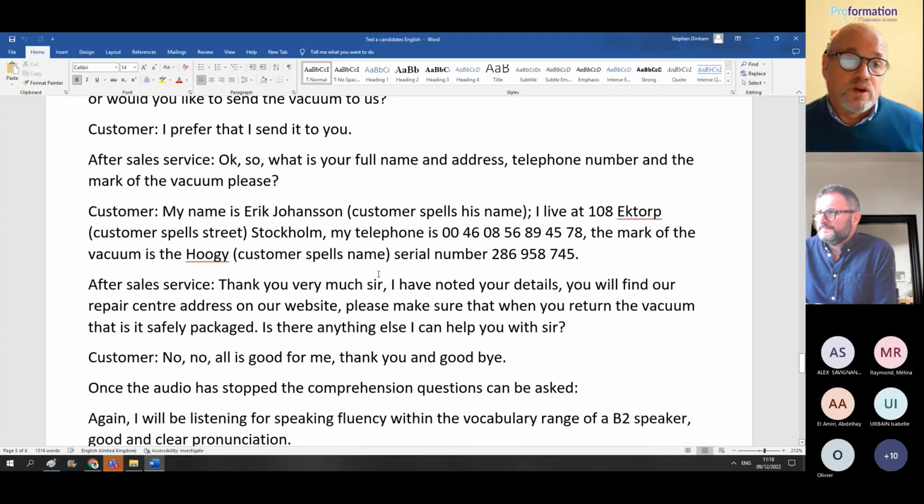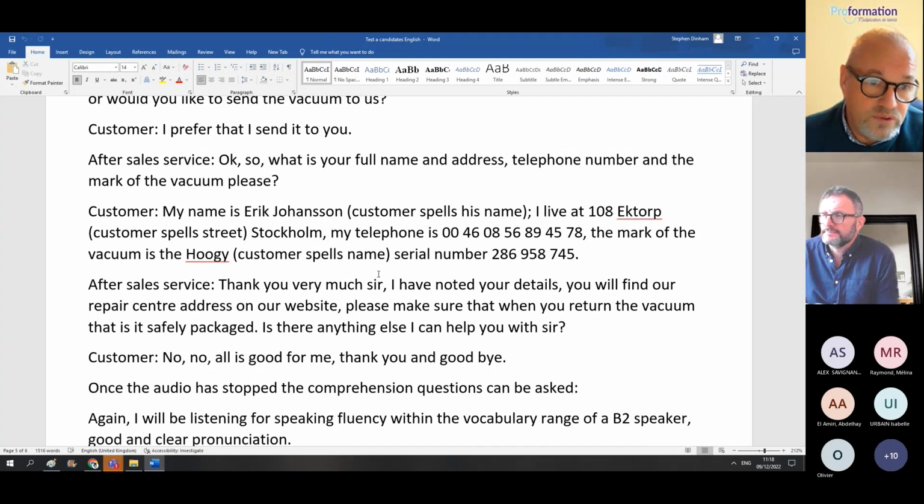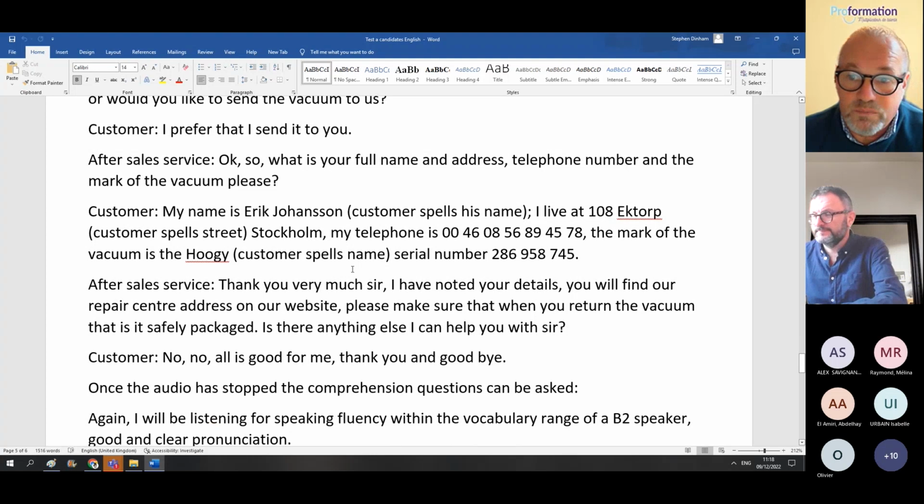Now here, this is where the candidate is listening to the audio and is going to note how the gentleman, Mr. Eric Johansson, spells his name, gives his address, gives his telephone number, the mark of the vacuum, and its serial number. So this is important that this information is taken correctly. If we have a candidate that doesn't understand English very well, they're not going to be able to note this correctly. And this could be a problem for your company.